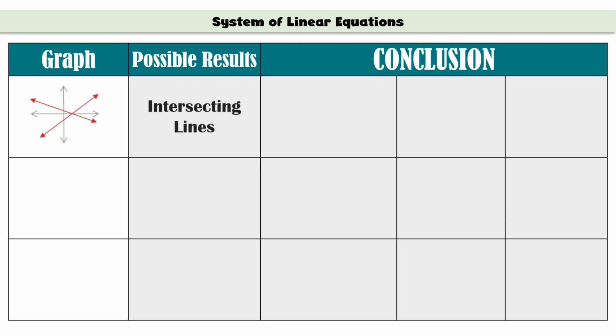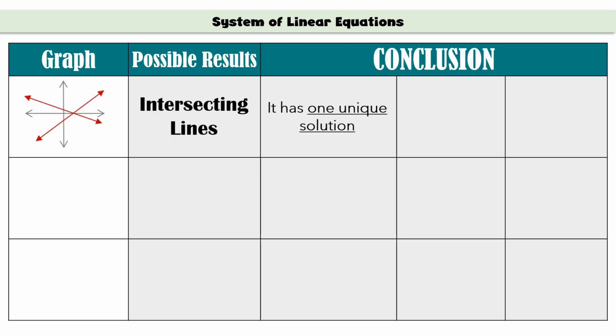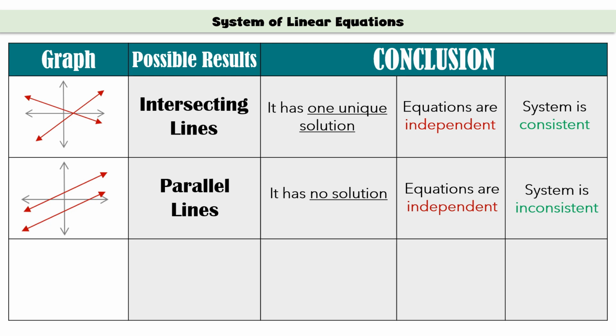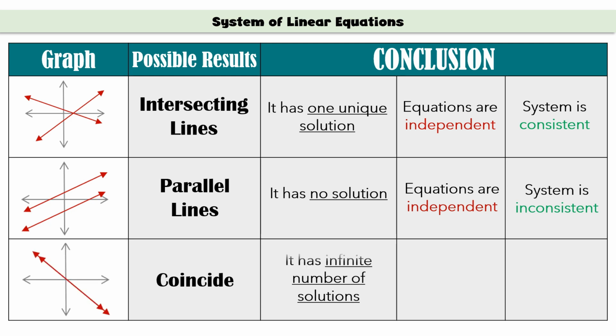First one, for intersecting lines, it has one unique solution. It means we can identify the solution of this system of linear equation. Then, equations are independent and system is consistent. And for parallel lines, it has no solutions. The equations are independent, but the system is inconsistent. And for coinciding line, it has infinite number of solutions, equations are dependent, and system is also consistent.